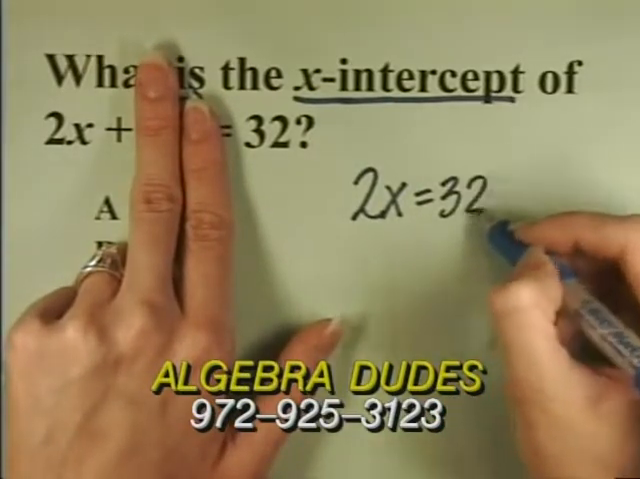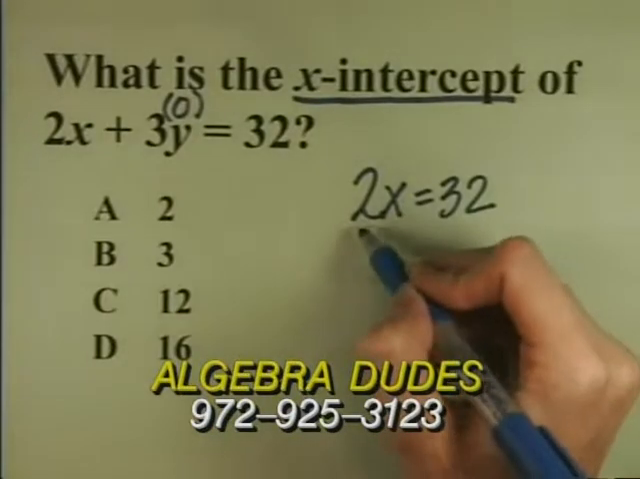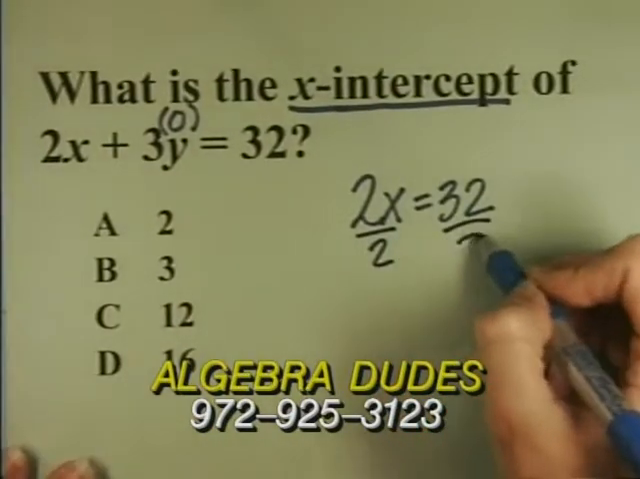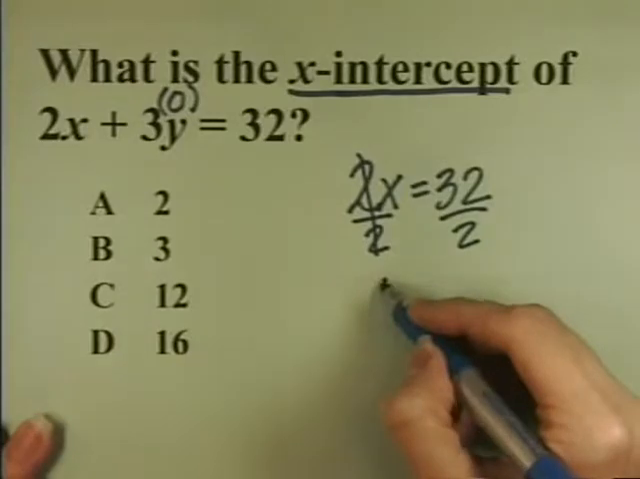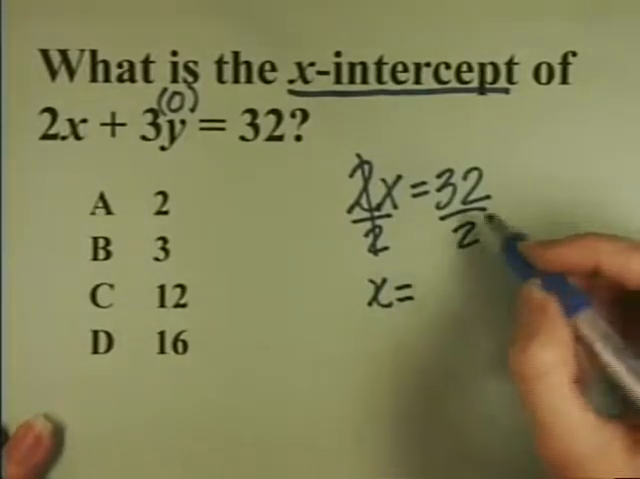You divide by 2. Okay, we're going to divide by 2 on both sides. So, what does x equal? x equals 16. Awesome.